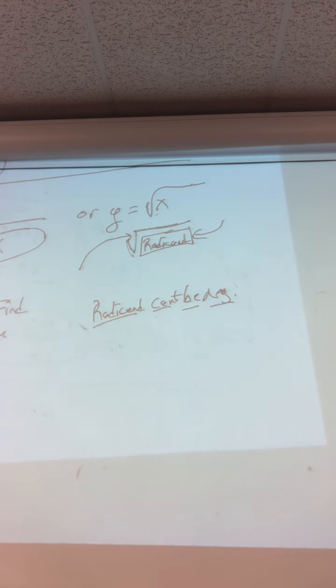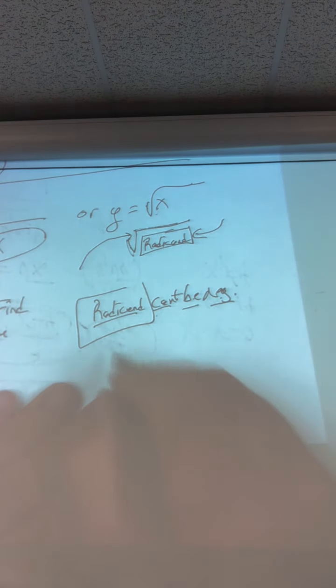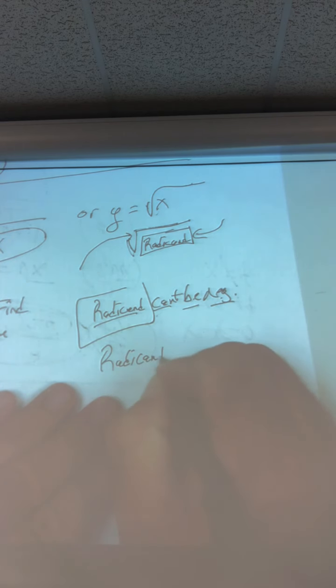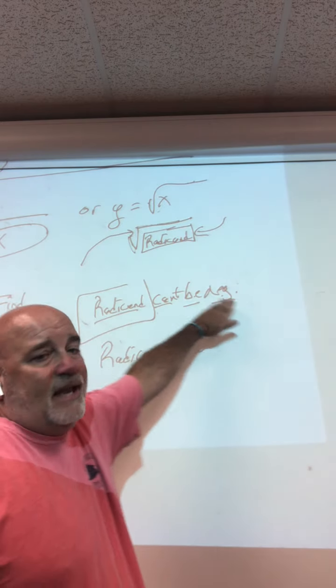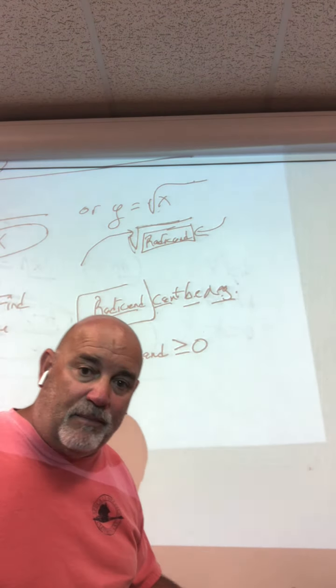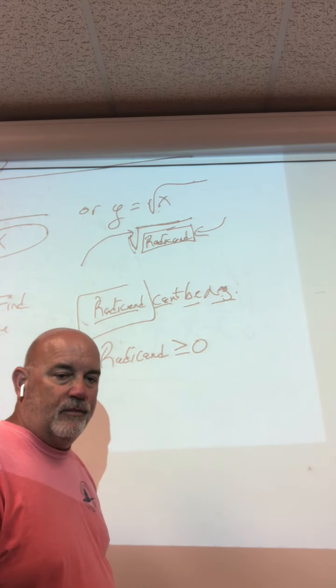Now, can it be 0? Yes. Can it be positive? Yes. So, think about this. What is another way of saying can't be negative? Wouldn't it be this? Isn't that saying the same thing? If the radicand can't be negative, then what can it be? Anything greater than or equal to 0.